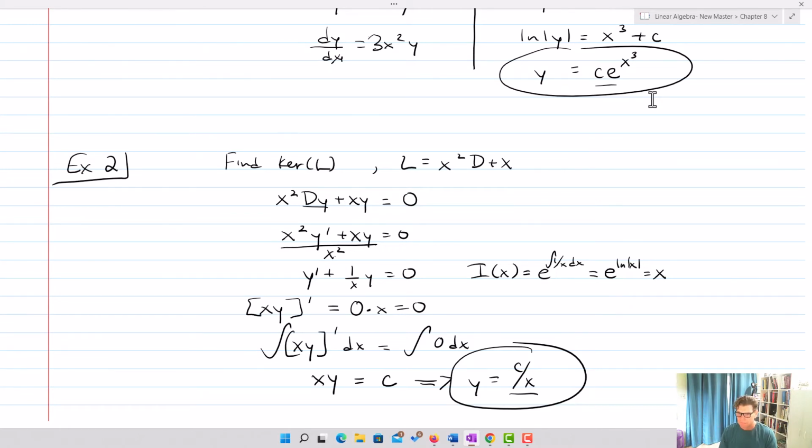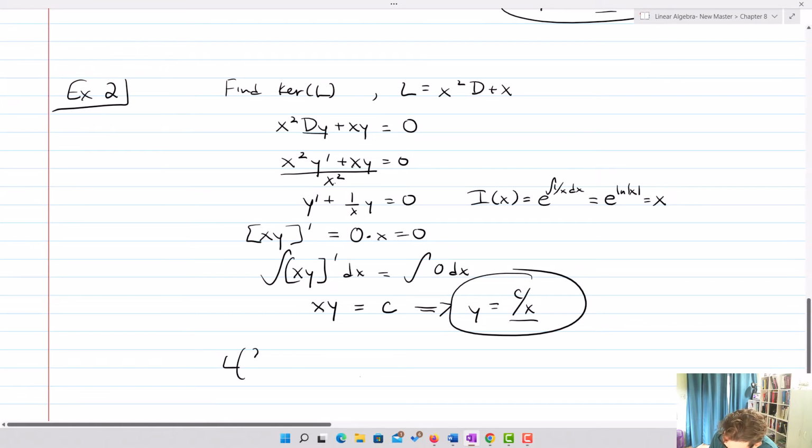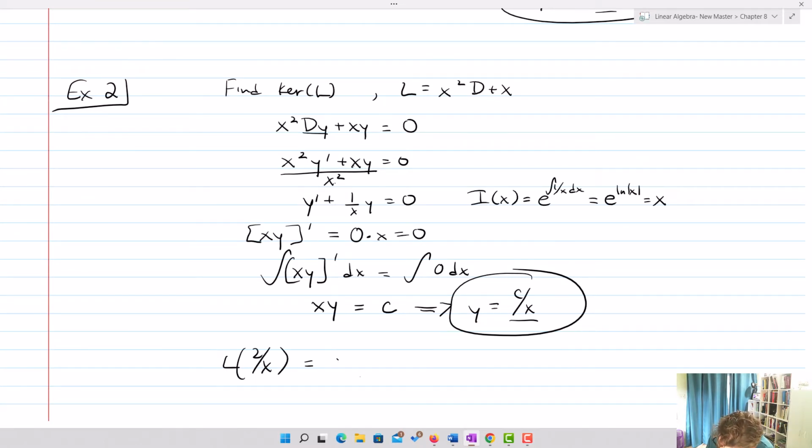Basically, anything that's in this family of functions is going to give you back the 0 vector. Choose one, try it out. Put in 2 over x and see what happens when you plug it into L. So we want to find L of 2 over x. This is going to end up equaling x squared times the derivative of 2 over x, so 2 over x prime, plus x times 2 over x.